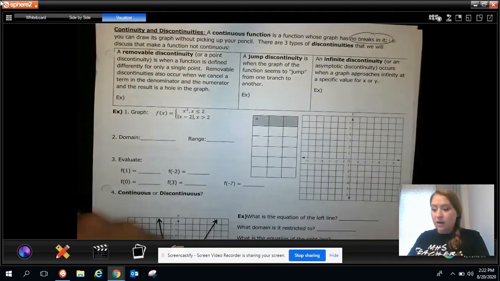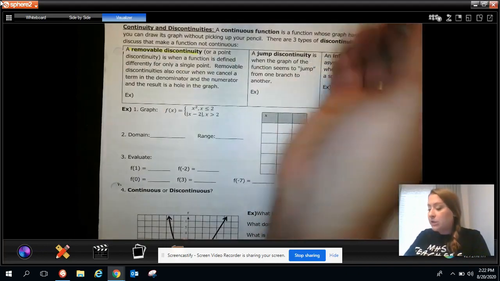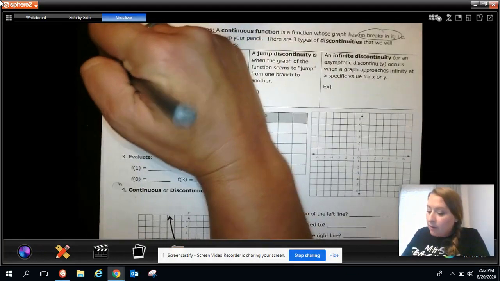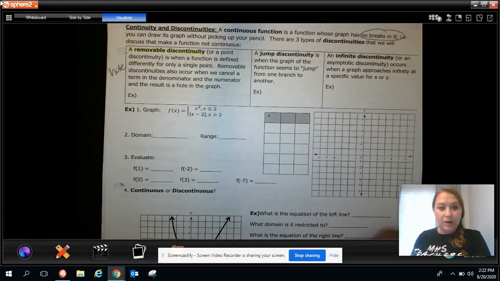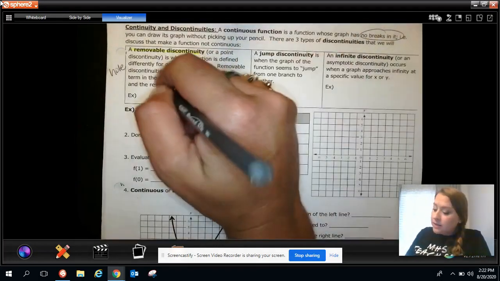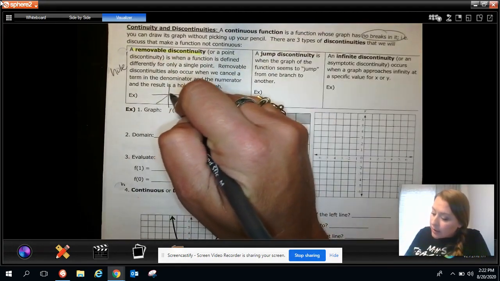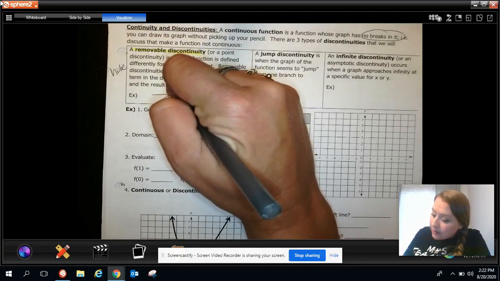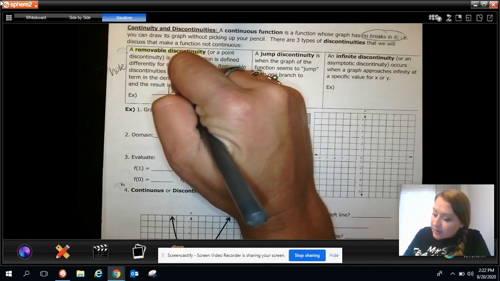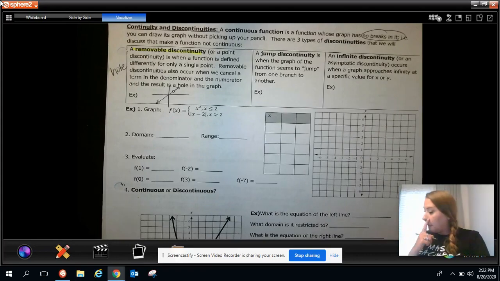The first one is called a removable discontinuity. And y'all are actually familiar with this one. If you went over rational functions in Algebra 2, then you probably learned about these things called holes in the graph. And those are actually removable discontinuities. So what they look like is when you would have a normally otherwise straight line or continuous graph, and then there's a disruption in that graph and then it just keeps going, that's a hole or a removable discontinuity.